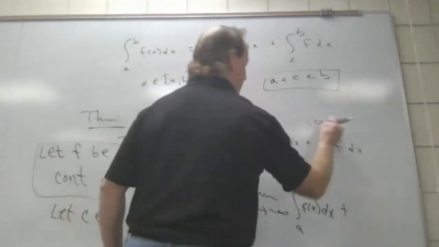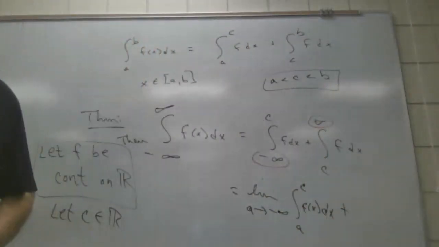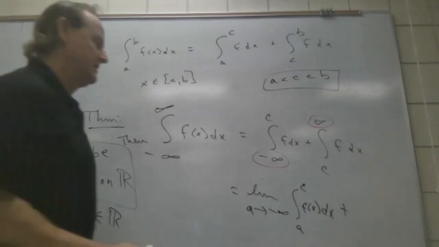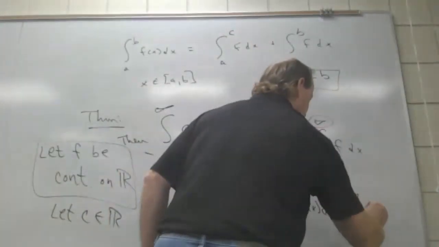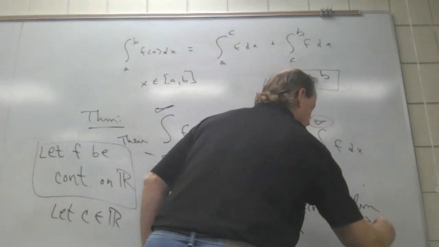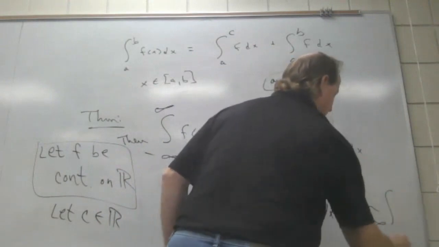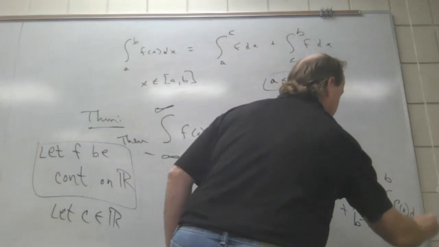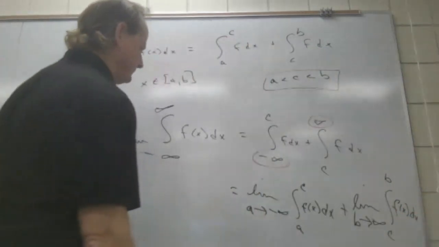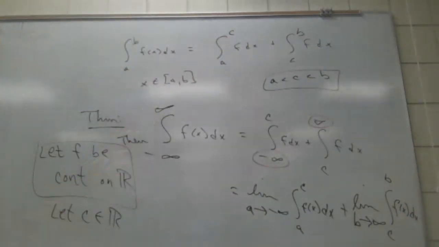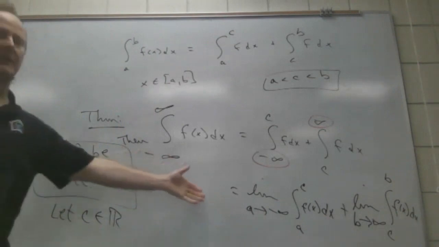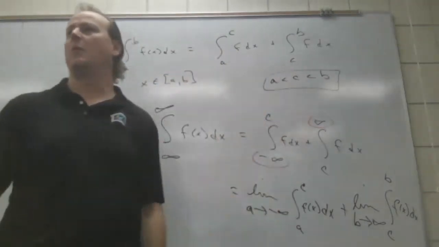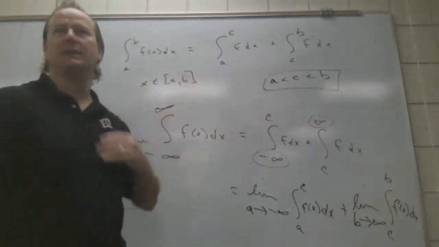Plus, now I've got the upper limit is infinity, right? The upper limit is b. So I can go the limit as b goes to infinity of the definite integral from c to b of f of x dx. Okay? So that's how we're going to rewrite when you have -infinity to infinity. Does this make sense? I mean, it just matches what we did before, but now we have an infinite limit.